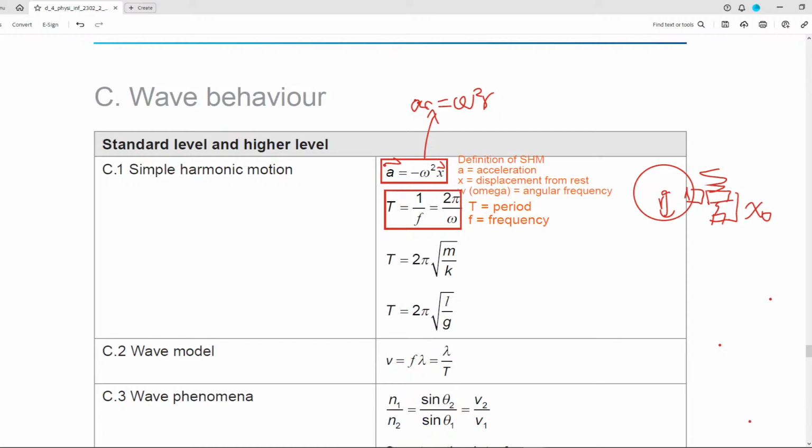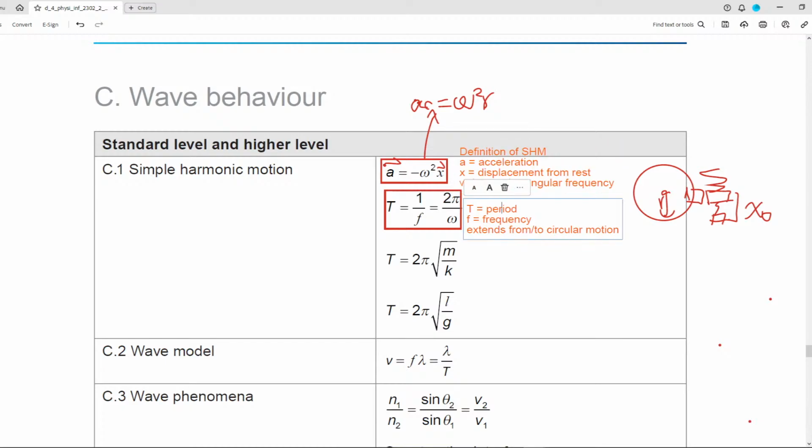Circular motion's angular velocity will be equal to... angular period will equal 2 pi over angular velocity as well. So this does extend from circular motion. From is more accurate, but since on the formula sheet these formulas are not on the circular motion side, practically for you doing the exam, it will be more like extending to circular motion, even though that's actually where they came from.